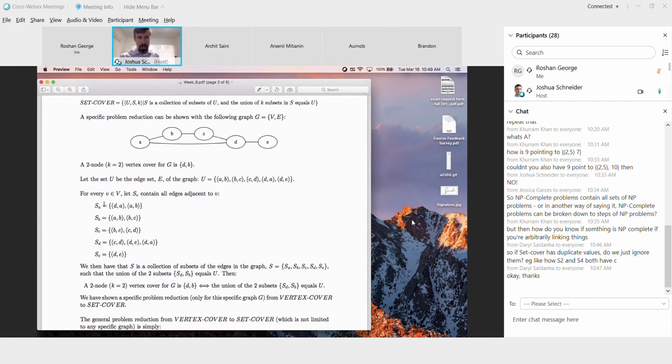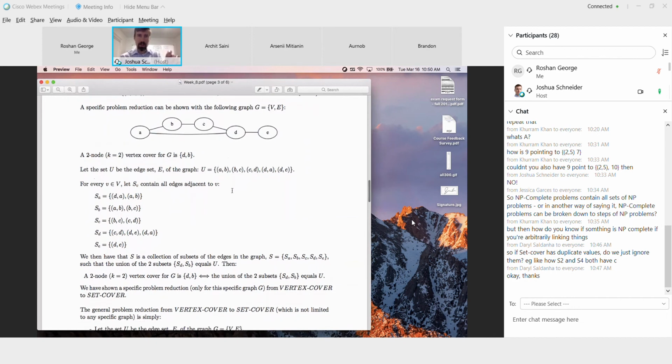What are our subsets? Our subsets, S_A, S_B, S_C, S_D, and S_E, are simply the edges adjacent to the vertices A, B, C, D, and E. Right? So now what we can do is we can solve this specific vertex cover problem as a set cover problem. Right?